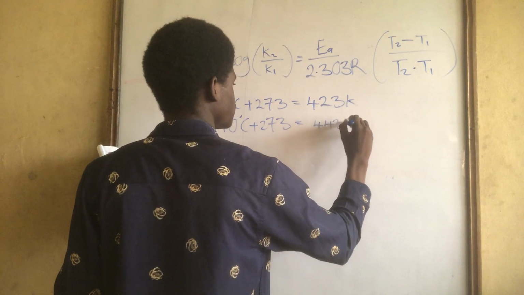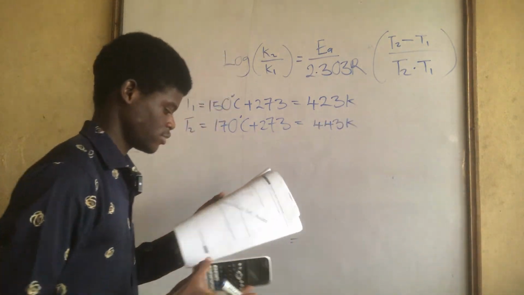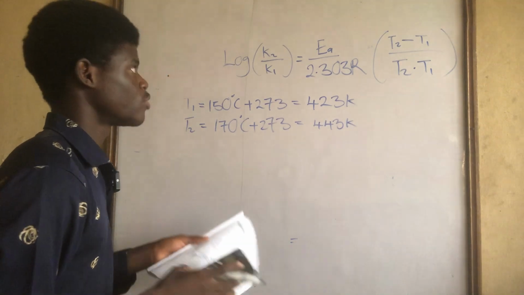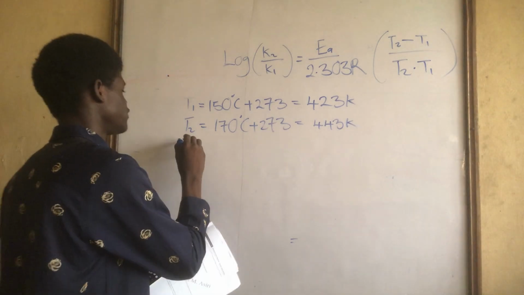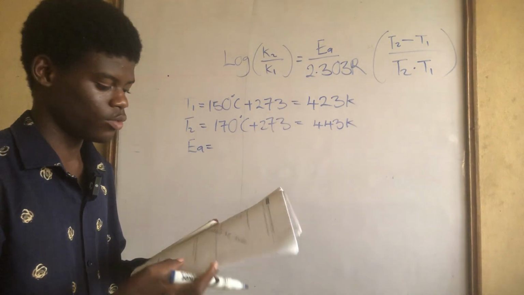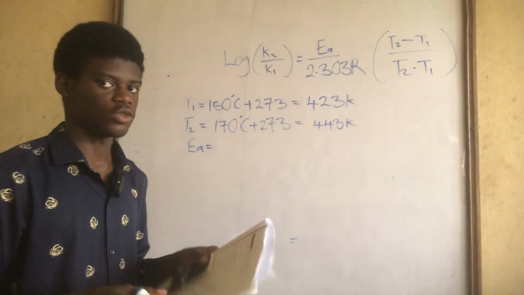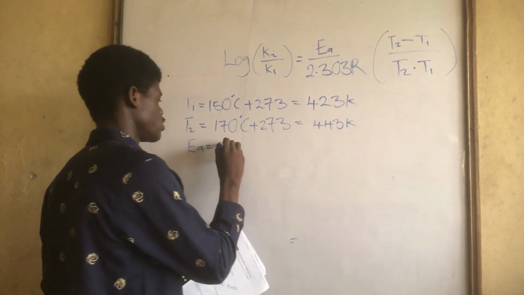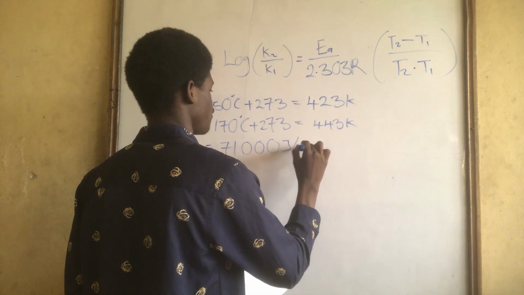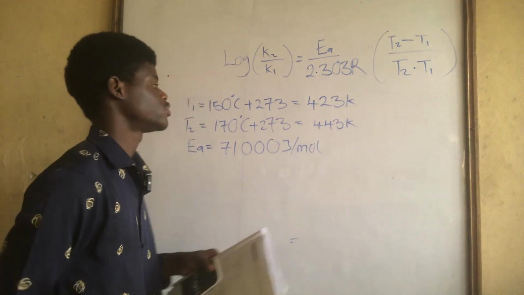443 Kelvin. So you should also know that. What you should also know is the activation energy should be in joule per mole, not kilojoule per mole. So here they said it's 71 kilojoule per mole, so just multiply by 1000. That'll be 71,000 joule per mole. So let's just include this.